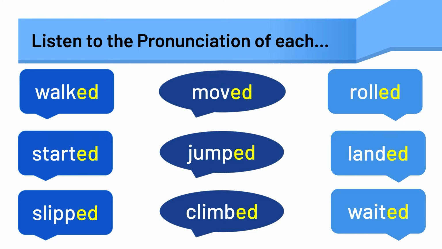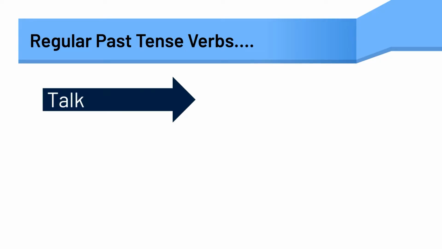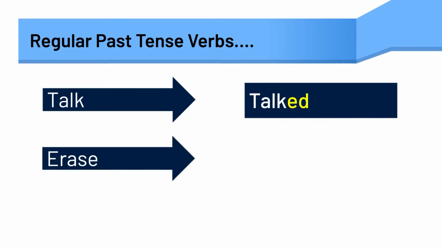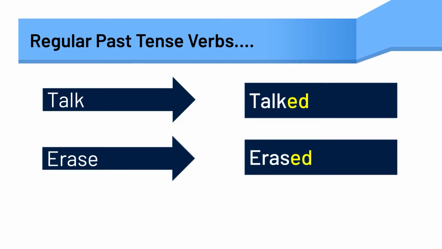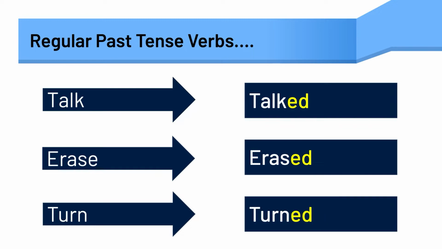Fumi also wondered why the words sound differently. In English, regular past tense verbs have an ed added to the verb. For example, the present tense verb talk gets ed added to become talked. Here's another example. Erase becomes erased once you add ed. Need another example? Okay, let's see one more. The word turn is the present tense form. Add ed and it changes into turned in the past tense form.